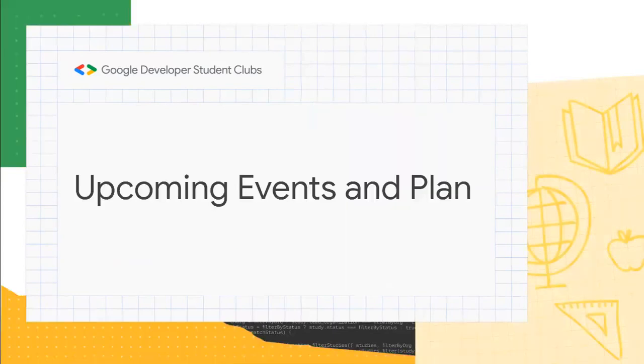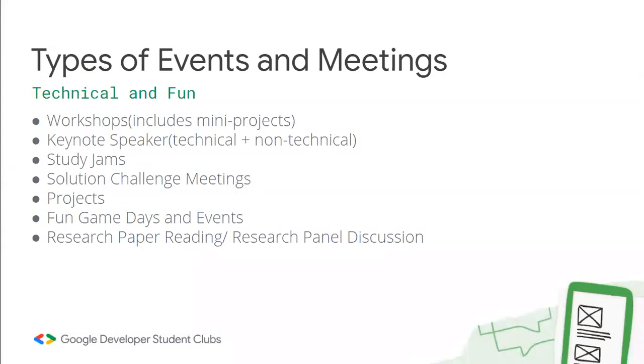And now we'll talk about our upcoming events and plans. We'll be having different types of events and meetings, like the workshops. We'll be having weekly workshops on AI and web and app development. We'll also be having keynote speaker events. We have a keynote speaker event next week. The topic is how to succeed in tech from a non-Ivy League college. It will be presented by Chanday Tao. He's the Google developer expert and the CEO of Carsten.